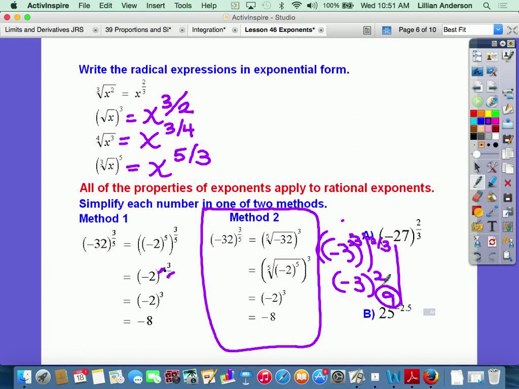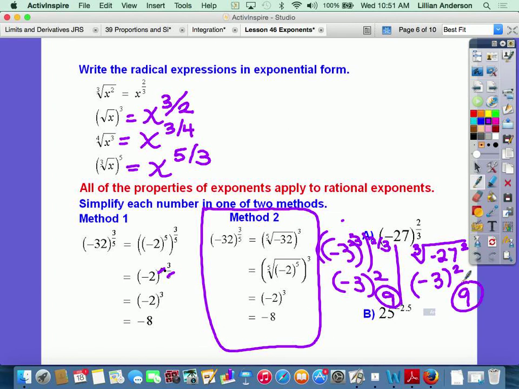Now, if I did it using method 2, I would need to write it in radical form. I have a negative 27 underneath the radical, but what root is this? It's a cube root. The denominator is your root, which means this is being squared. What's the cube root of negative 27? Negative 3. And what's negative 3 squared?